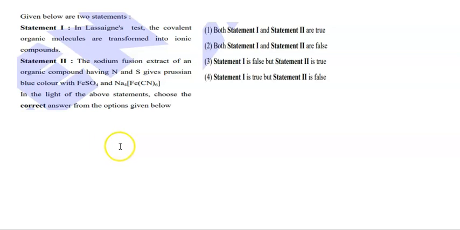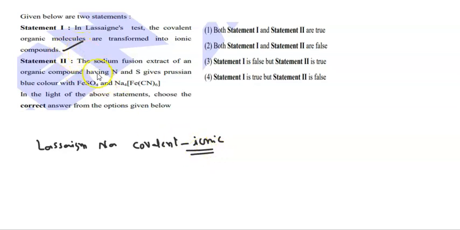Statement 1, Lassaigne's test: the covalent organic molecules are transformed into ionic compounds. Yes. In Lassaigne's test, the given organic compound is treated with sodium metal, then all the covalent bonds will be converted to ionic bonds to get a more reactive nature. Statement 1 is correct. If the sodium fusion extract of an organic compound having nitrogen and sulfur gives Prussian blue color, it is wrong.